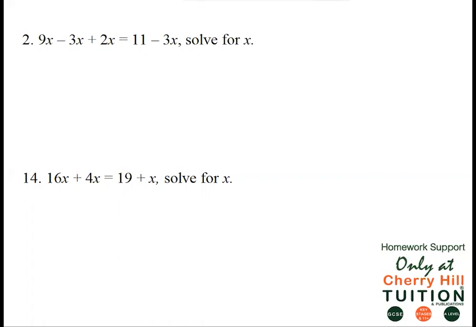So as you can see, on the left-hand side, we can simplify this section already. 9x minus 3x plus 2x are all like terms, and we can simplify this. So 9x minus 3x gives us 6x, 6x plus 2x gives us 8x. And this is equal to 11 minus 3x.